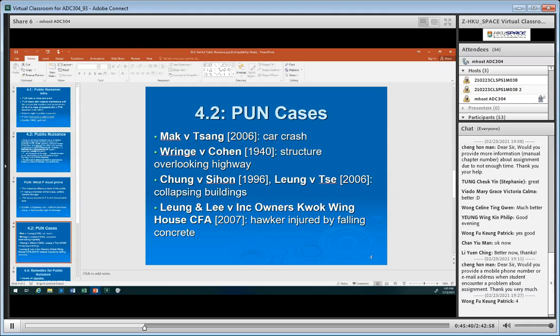Oh, it's in your course manual. Where is that Kwok Wing House case? Anyway.